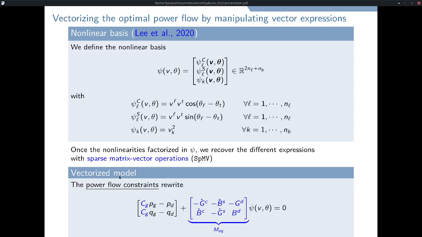So for instance, in the vectorized model, the power flow constraints rewrite the following way. So we have some sparse manipulation of the active power generation and the reactive power generation, minus the loads, plus a sparse matrix applied to the nonlinear basis. And if we can evaluate the basis fast and compute the sparse matrix vector operation in place, we can get a fast evaluation of the power flow constraints.